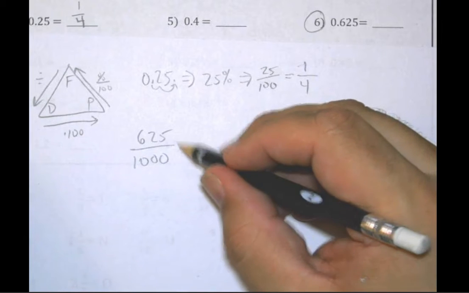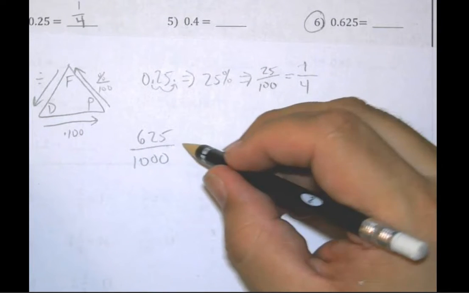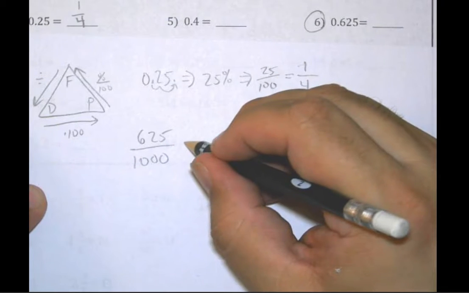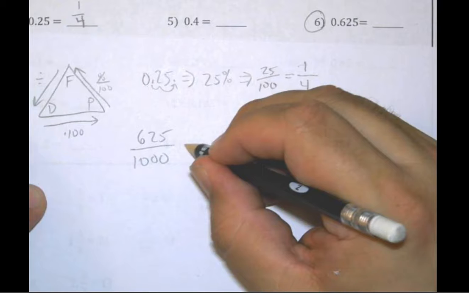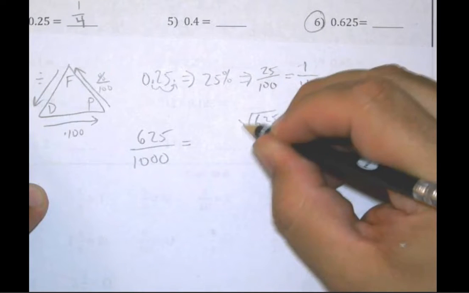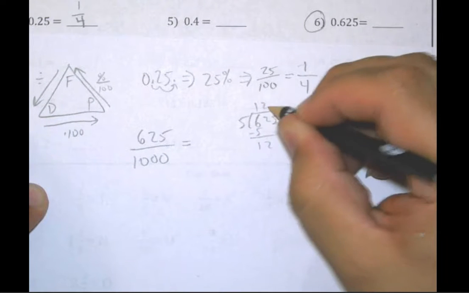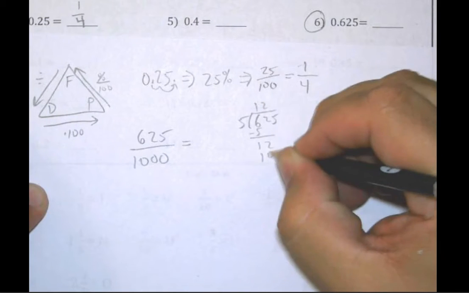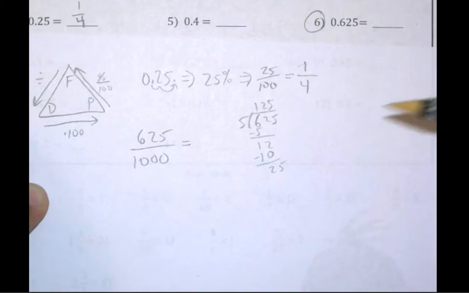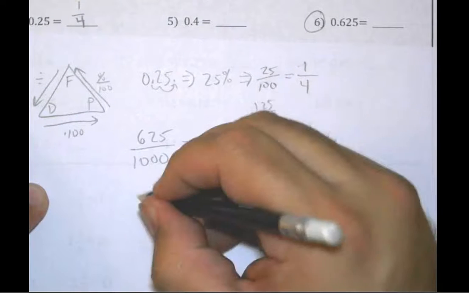Again, if I don't know what all of my factors of 625 are, that's okay. I can recognize right off the bat, because it ends in a 5, that I can divide by 5. And so if I divide top and bottom by 5, 625 divided by 5 is going to be 125.